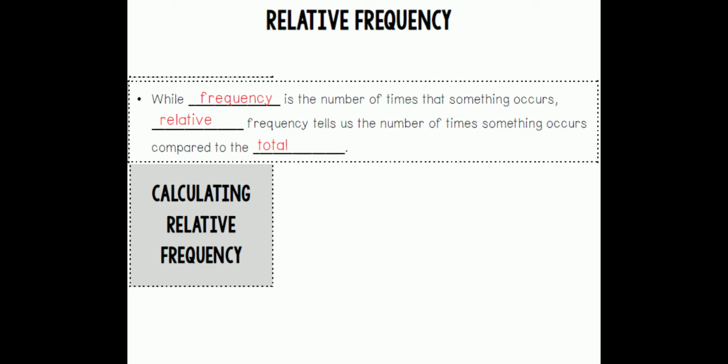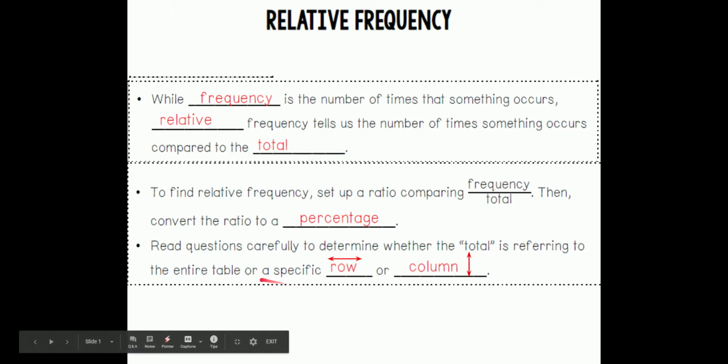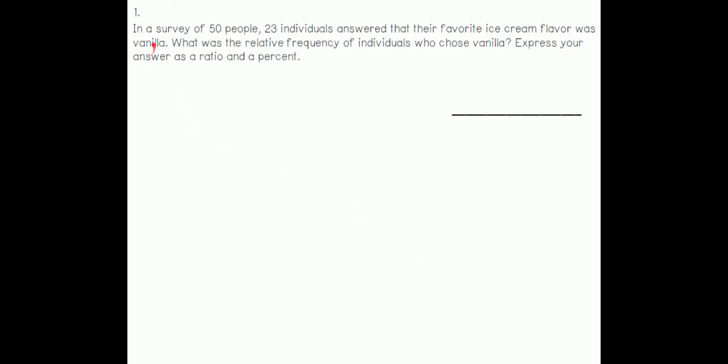So a relative frequency is going to be displayed either as a fraction, a ratio, or as a percentage, which is more likely. So to find the relative frequency, set up a ratio comparing the frequency to the total, then convert the ratio to a percentage. Read the questions carefully, determine whether the total is referring to the entire table or a specific row or column. And this is the part that can get kind of confusing. You have to be really careful when you read these questions because you can make simple mistakes by forgetting or mixing some words. So let's do a simple example.